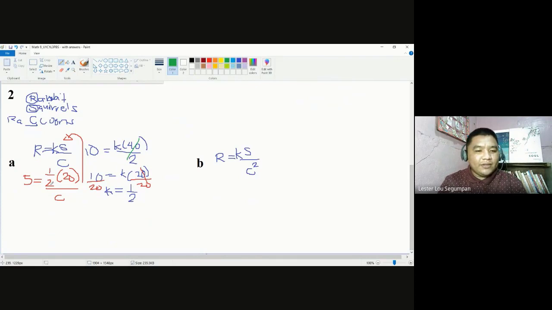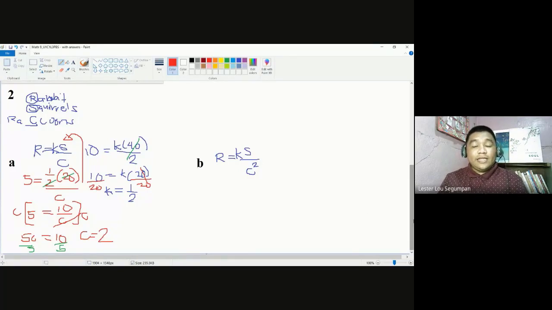So let's simplify first the numerator. 20 divided by 2 is 10. So you will have the expression 5 is equal to 10 over C. Multiply both sides by C so we could cancel out C. You have 5C is equal to 10. And since we're looking for C, not 5C, divide both sides by 5. So how many raccoons are there when there are 20 squirrels and 5 rabbits? The answer is there are only 2 raccoons. Make sure that the answer is an integer because we are counting raccoons. If the answer is 2 point something or 2 1/2, we just need to review, because there should be no 1/2 raccoon.